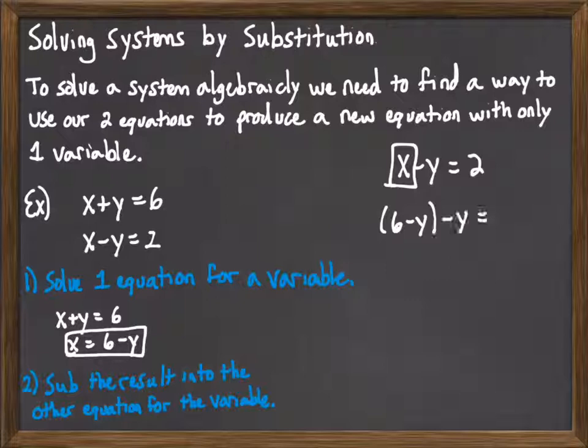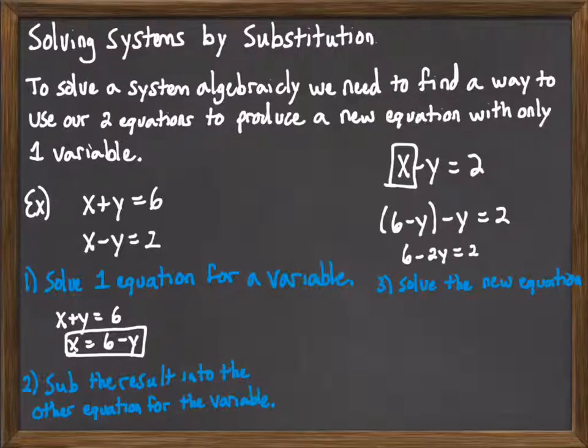So I just replace the x with 6 minus y, and now I notice I have an equation that has only one variable. Now that equation can be simplified a little bit. The parentheses can be dropped, combine like terms, you get 6 minus 2y equals 2. Well, now we have an equation that has only one variable. We know how to solve those. So the third step follows very naturally.